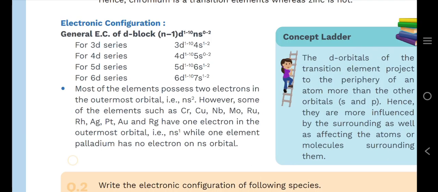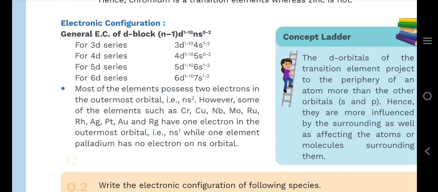Electronic configuration. The general electronic configuration of d block elements is (n-1)d1 to 10 ns0 to 2. For the 3d series, the configuration is 3d1 to 10 4s1 to 2. For the 4d series, the configuration is 4d1 to 10 5s0 to 2. For the 5d series, the configuration is 5d1 to 10 6s1 to 2, and for the 6d series the general outer configuration is 6d1 to 10 7s1 to 2.